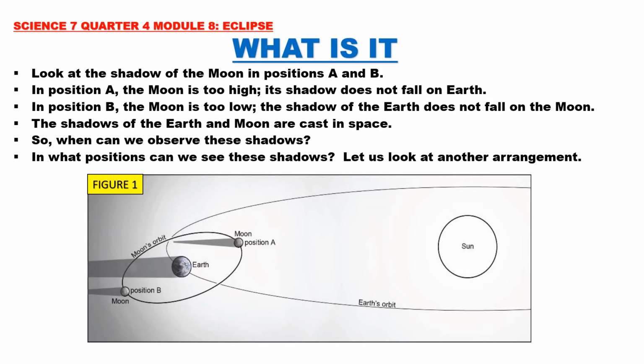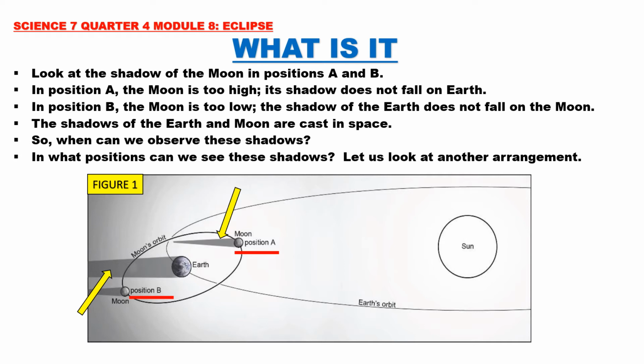Look at the shadow of the moon in positions A and B. In position A, the moon is too high. Its shadow does not fall on Earth. In position B, the moon is too low. The shadow of the Earth does not fall on the moon. The shadows of the Earth and the moon are cast in space. So, when can we observe the shadows? In what positions can we see the shadows?